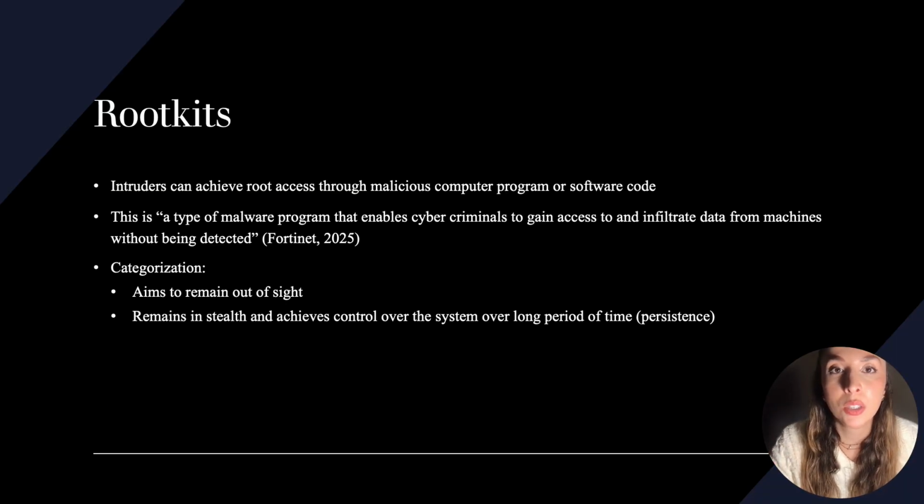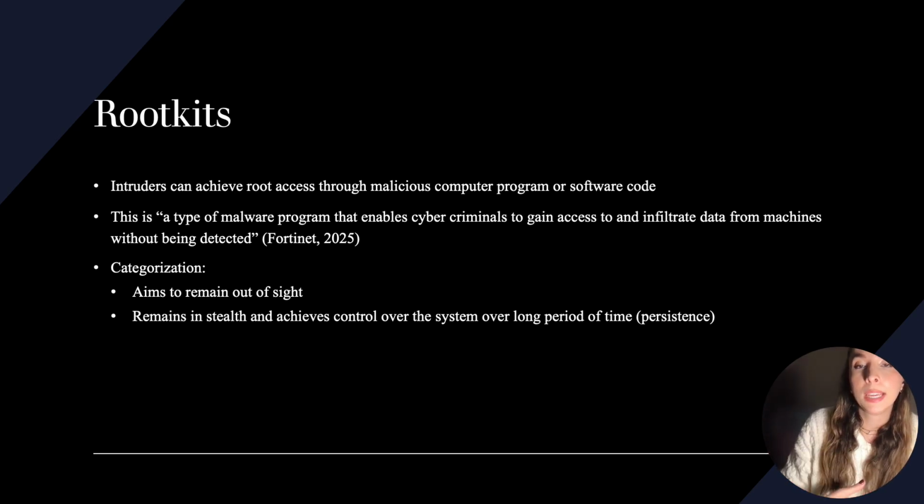Next is rootkits. This is when intruders can achieve root access through a malicious computer program or software code. According to Fortinet 2025, this is a type of malware program that enables cybercriminals to gain access to and infiltrate data from machines without being detected. They will overwrite system programs or install hidden kernel components to remain invisible. Therefore, the categorization is malware that aims to remain out of sight. It is made to remain in stealth mode and to keep controlling the system, which is persistence. This allows the attackers to remain inside the system over a long period of time while they steal the data that they need.